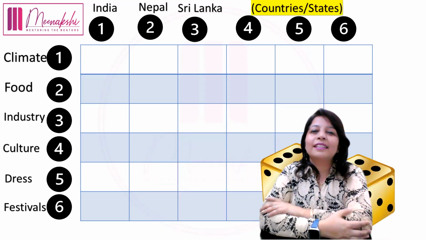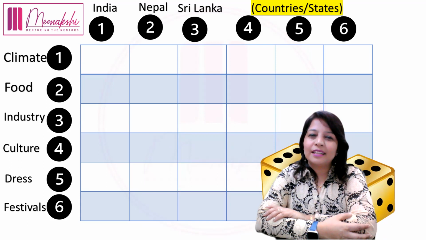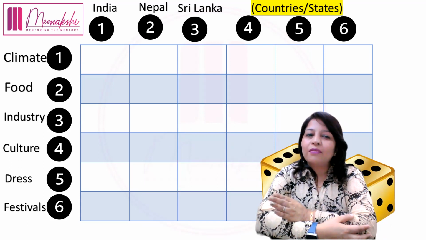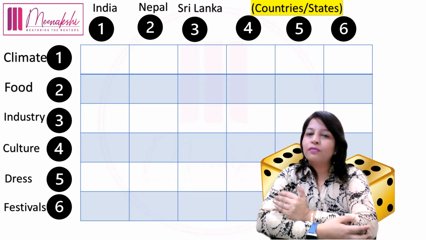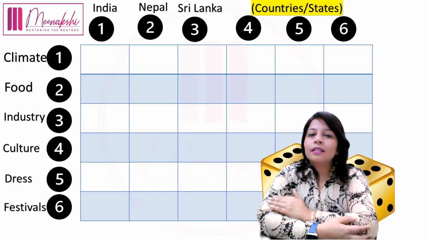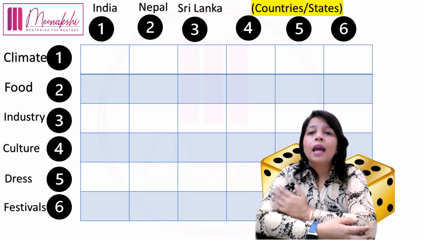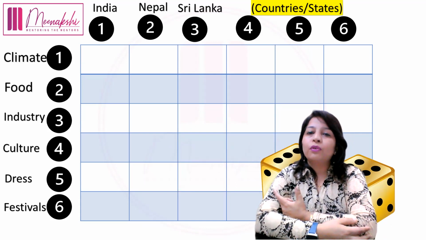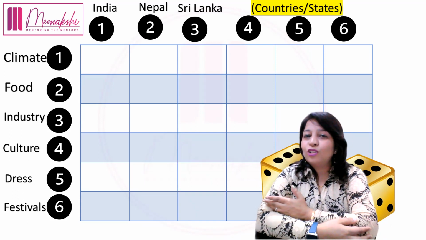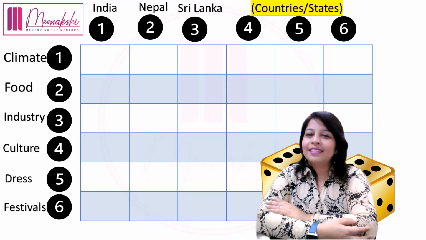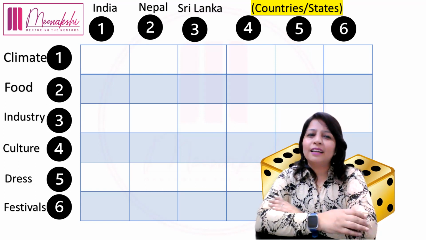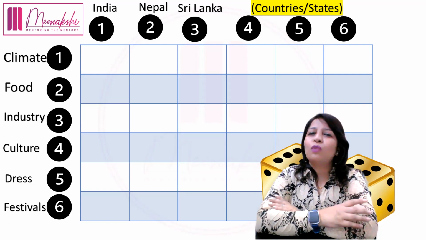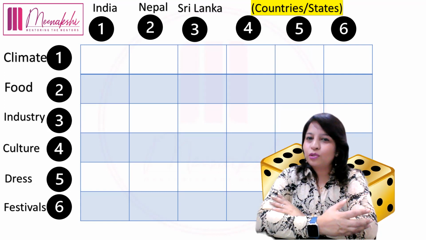Now see, here is an example I have taken for social sciences. On one axis, I have taken different factors: climate, food, industry, culture, dress, festival, different parameters. And on another axis, I have written the names of a few countries: India, Nepal, Sri Lanka, and you can add as many as you want. You can use it for different countries or you can use it for states also. When we are talking about paired states, when we are talking about unity in diversity, children should know about different states, their climate, food, industry, culture, dress. This is just one example, but you can use it for different topics as well.